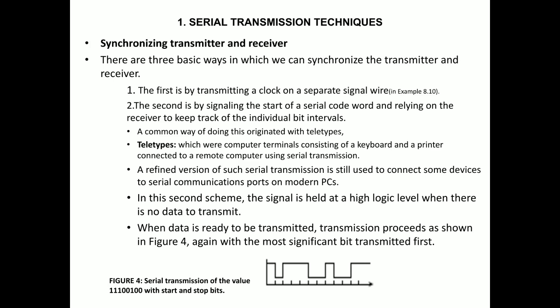The second way is by signaling the start of a serial code word and relying on the receiver to keep track of the individual bit intervals. The more common way of doing this is using teletypes. A teletype is nothing but a computer terminal having a keyboard and a printer, which transmits the data. This is an example of a teletype.